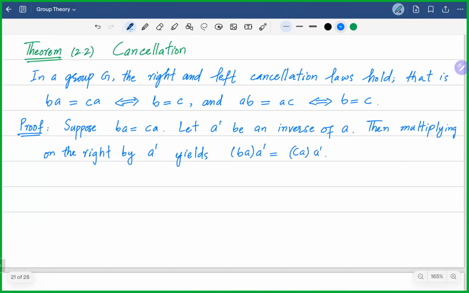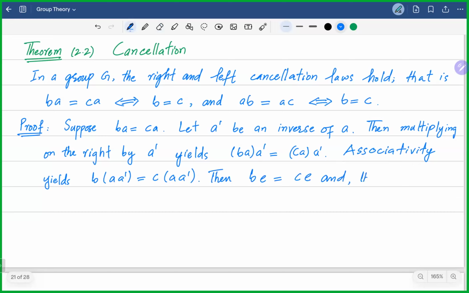Now the associativity property gives us that we can write B(AA prime) and C(AA prime), and then we can say BE is CE, and therefore B is C.